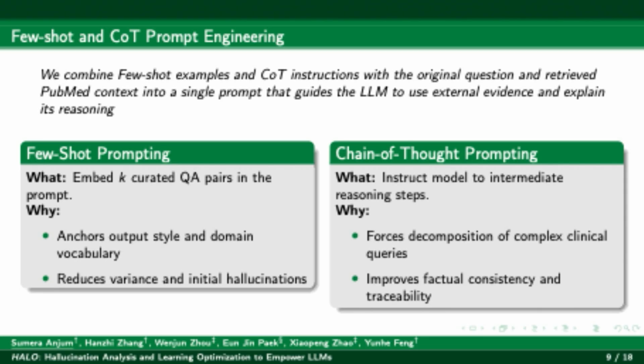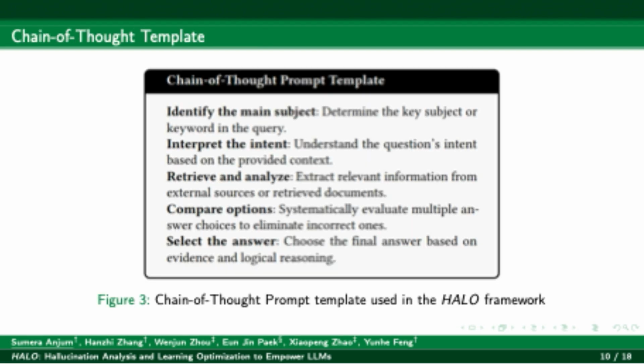In few-shot prompting, we include a few curated question-answer pairs in the prompt, which mirror the style, structure, and terminology of the original task. This is done to reduce the variance and randomness of the LLM's output, after which the chain of thought template is given. This instructs the model to go through step-by-step reasoning rather than directly jumping to the answer. This is the template which we have used.